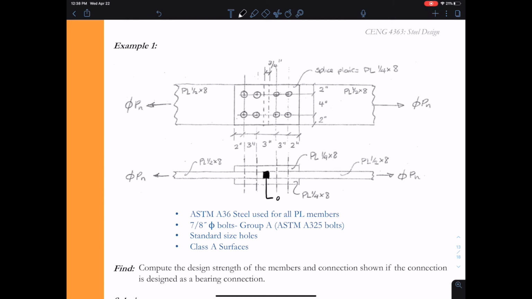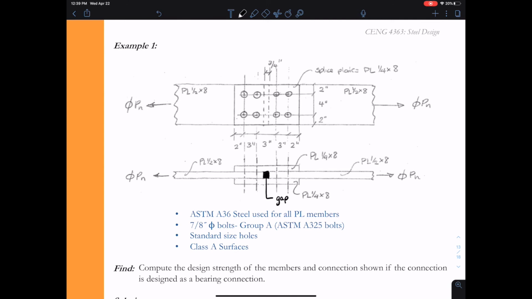So we have the PL 1/2 by 8" member. I just want to point out that there's a gap in there, and so that's what the black shaded portion is. And then we have two PL 1/4 by 8 members crossing that gap and connecting the two 1/2" members together. A36 is being used for all the plate members. We have 7/8" diameter bolts. They're going to be ASTM A325 bolts, so that means they're group A. We'll use standard size holes, and we have class A surfaces.